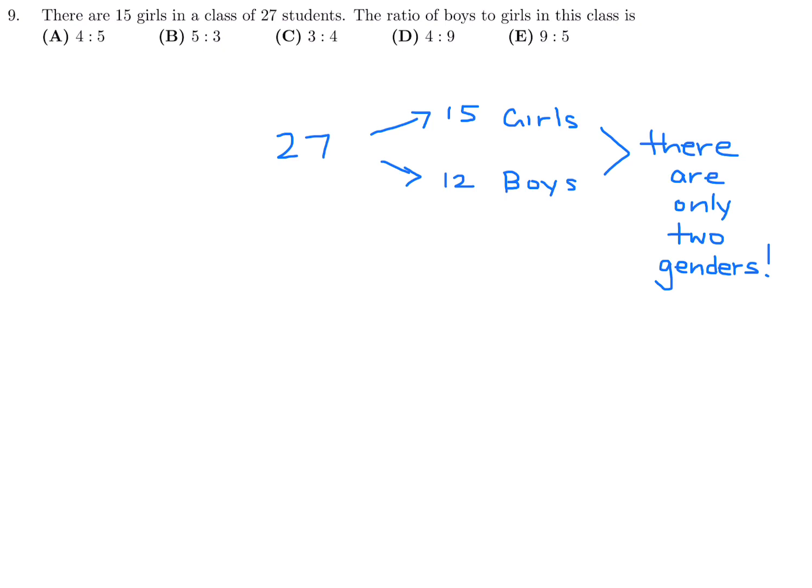Anybody who tells you that there's 64 genders or whatever they're saying nowadays is crazy.